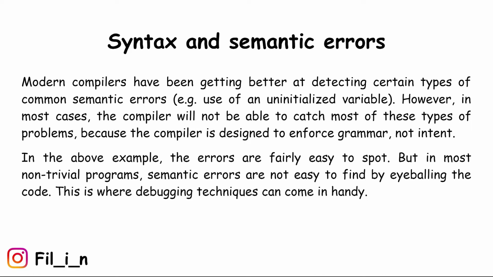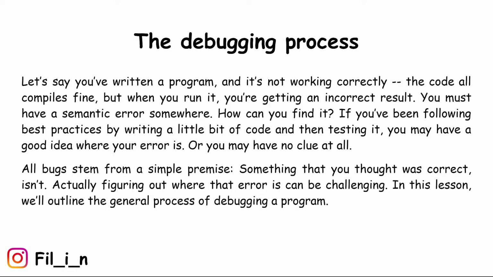This is where debugging techniques can come in handy. Let's say you've written a program, and it's not working correctly. The code all compiles fine, but when you run it, you're getting an incorrect result. You must have a semantic error somewhere. How can you find it?